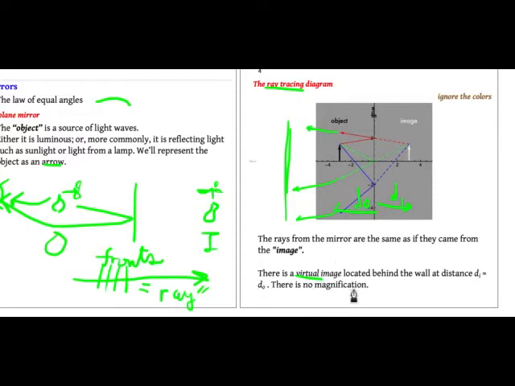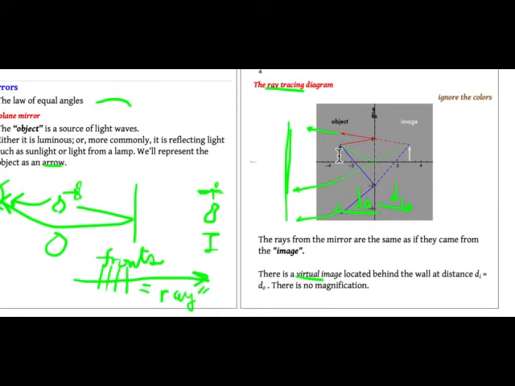Also, there's no magnification. The image is just exactly the same size as the object. Just has a different location. It's farther away. If you're looking out here, you see the image as something sort of distant. You're closer to the object.